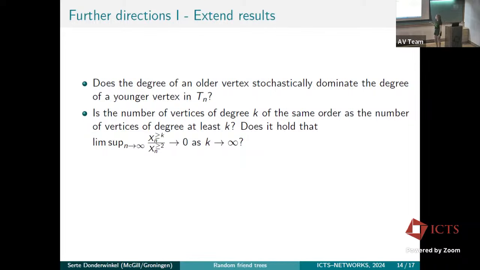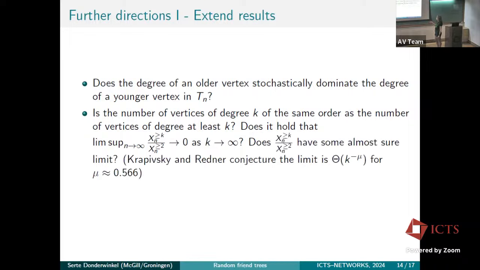And furthermore, does it hold that all mass of non-leaves concentrates on finite degree vertices? Simulations suggest yes, but again, we can't show it. Furthermore, is there some sort of asymptotic distribution amongst the non-leaf vertices? Does it have some almost sure limit? Krapivsky and Redner conjecture that the limit is of order k to the minus mu, for mu approximately 0.566. So when we restrict to the non-leaves, we're going to see power law decay, if their conjecture is right.